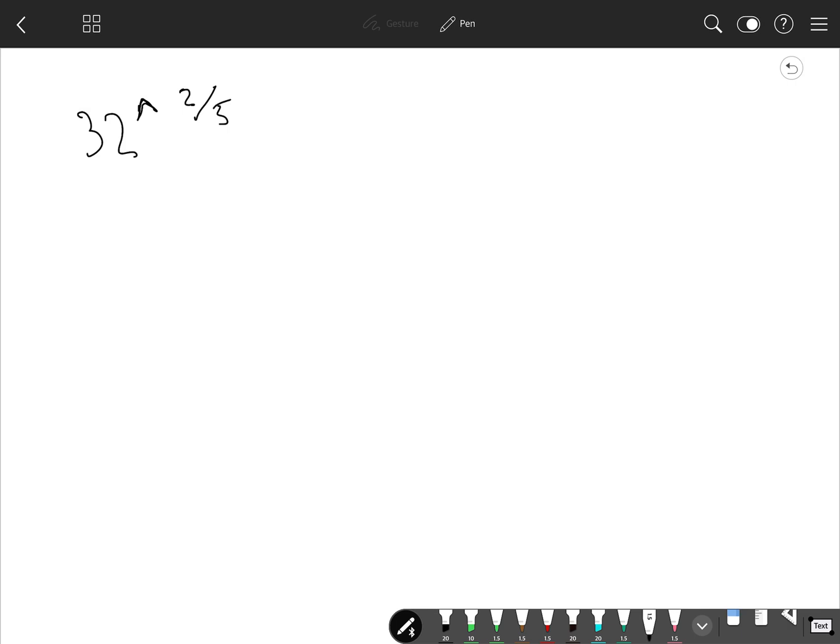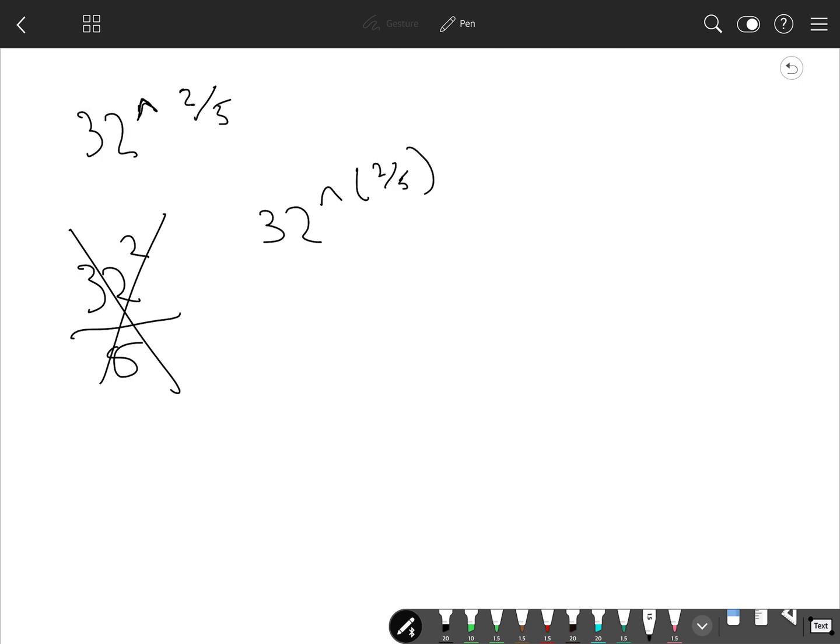What this is saying is 32 squared divided by 5. It looks kind of like this. Okay, we do not want to do it that way. So we want to try 32, caret key, parentheses 2/5. Then it works. And the answer should be 4. Plug that in your calculator and see if it works. So the advantage to writing it as a rational exponent is it's easy to plug into your calculator. Radical expressions are not always so easy.